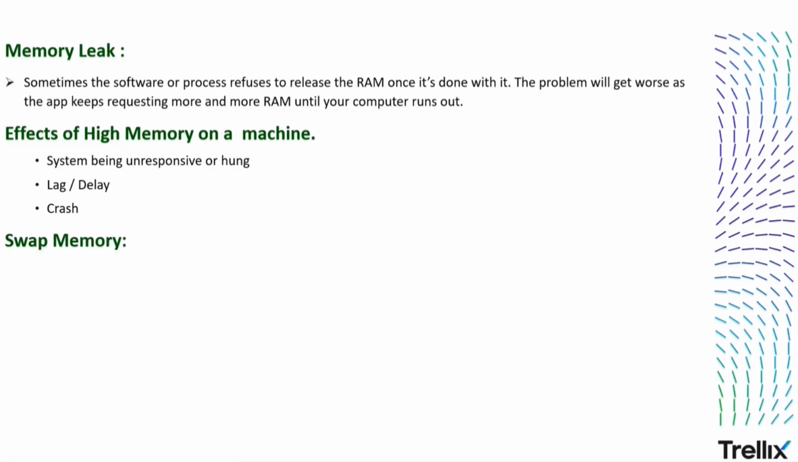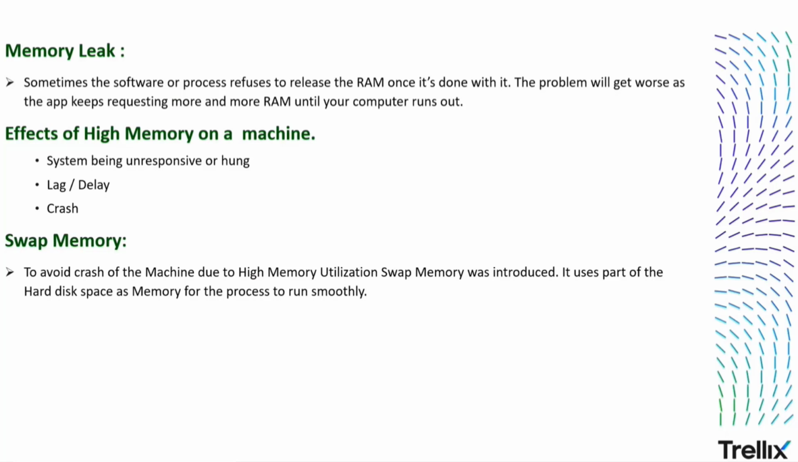To avoid a crash of the machine due to memory availability, swap memory was introduced. What is swap memory? It is a substitute for the RAM memory. Some part of the hard disk space is used to run applications. The swap memory will be used when the RAM memory is almost full or has reached a threshold value.